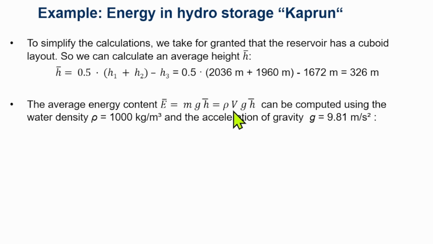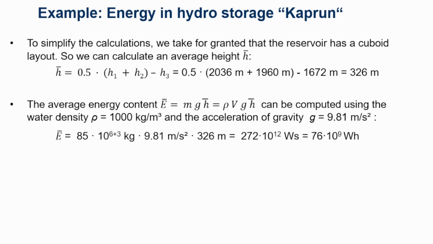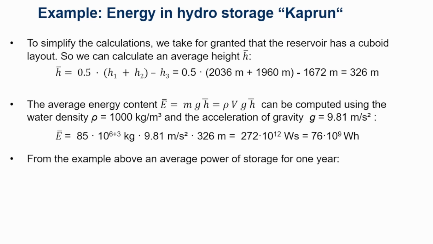The average energy content E dash is m times g times h dash, and that is rho, the density, times the volume times g times h dash. We use the water density of 1000 kilograms per cubic meter and the acceleration of gravity of 9.81 meters per second squared. So we have 85 times 10 to the power of 6 times 10 to the power of 3 kilograms times 9.81 meters per second squared times the average height of 326 meters, and that is 272 times 10 to the power of 12 watt seconds, or if we calculate it in watt hours, that is 76 times 10 to the power of 9 watt hours.